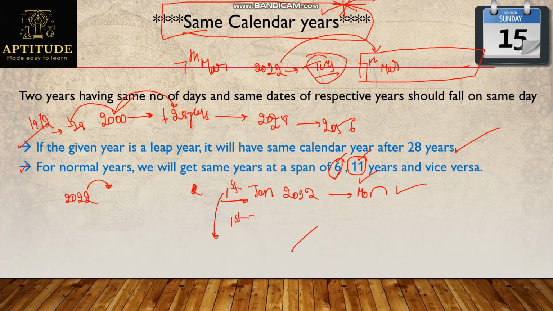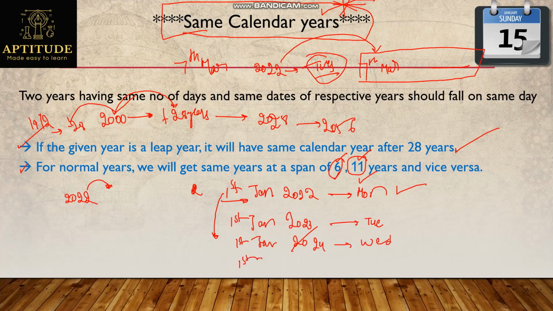So 1st of Jan 2023. So go on checking like this. And we know that for every year, the particular day falls on the next day. If it is Monday this year, next year it will be Tuesday, right? So go on checking like this. So next year it is Tuesday. Now, 1st of January 2024. So it will be Wednesday. So day is not same.